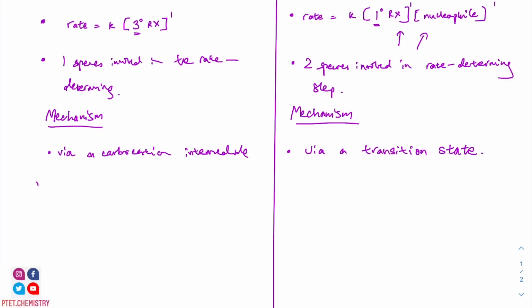So when you have an Sn1 mechanism, it proceeds via a carbocation intermediate. So straight away it tells you it is two-step. Transition state, it's one step. Okay? Everything in one step.